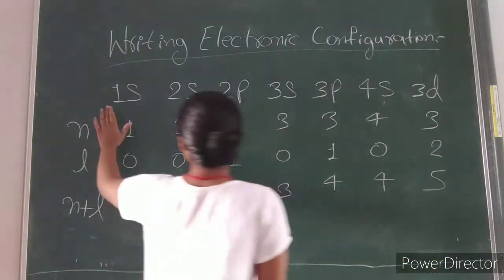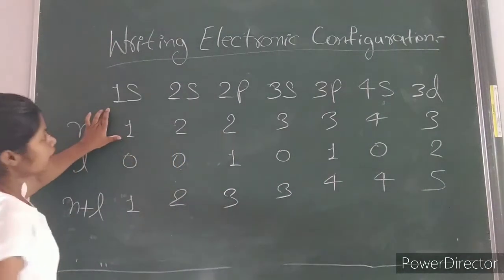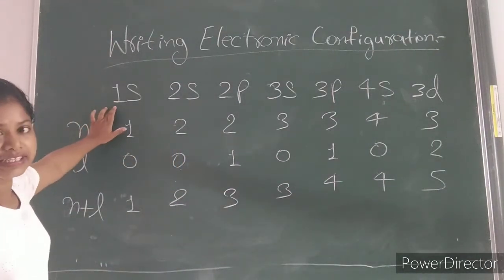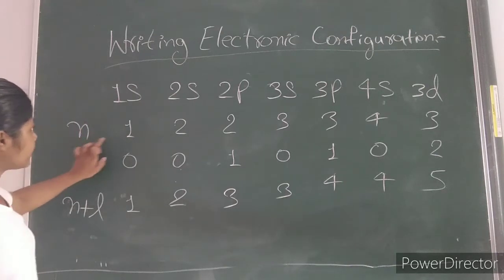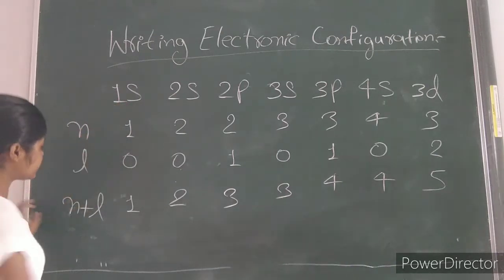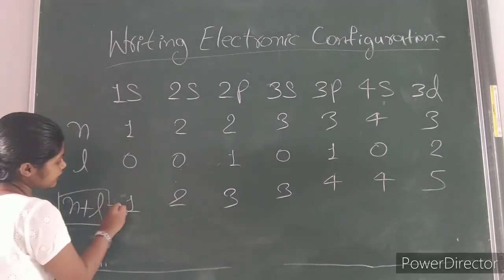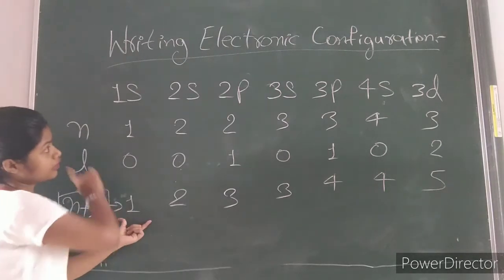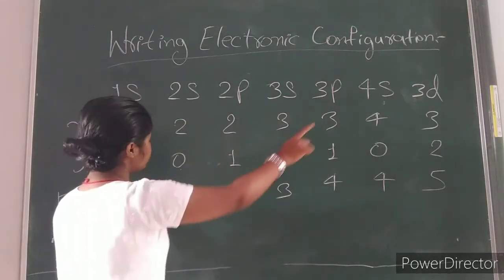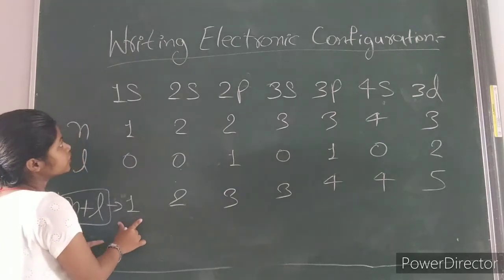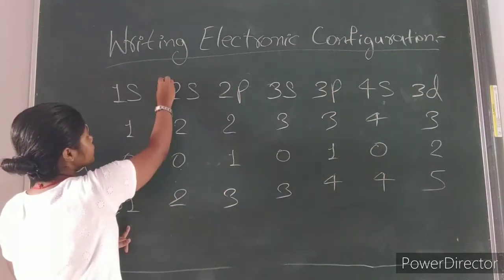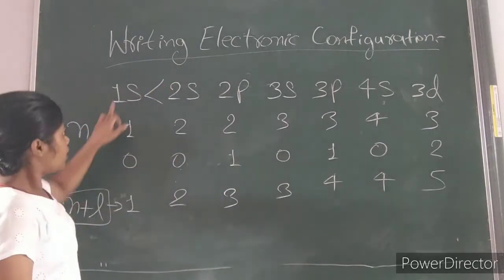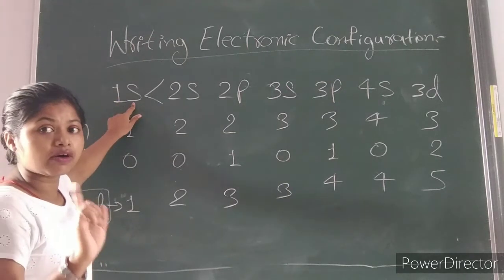Now let's look into this chart. Students, here in 1s the value of n is 1 and l is 0, so its n plus l value is 1. Since among all the suborbits 1s has the lowest value, it has the lowest energy. So first of all, 1s will always fill.